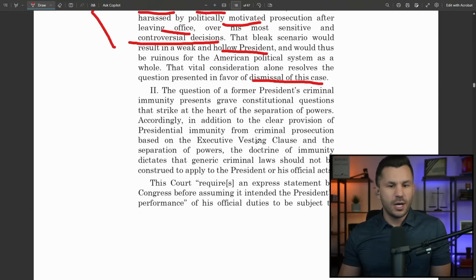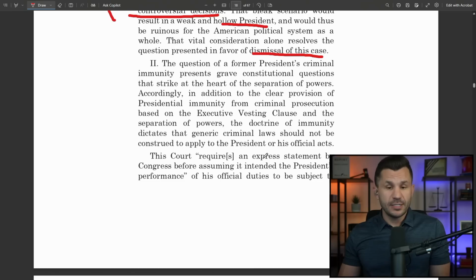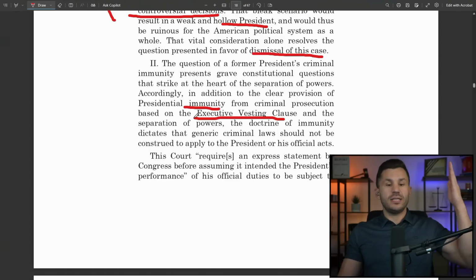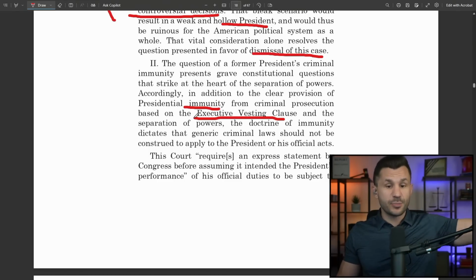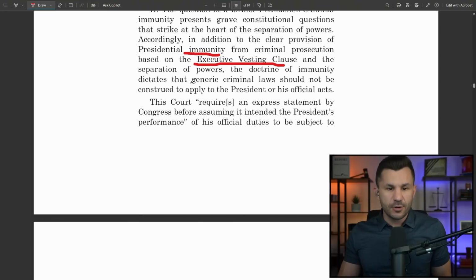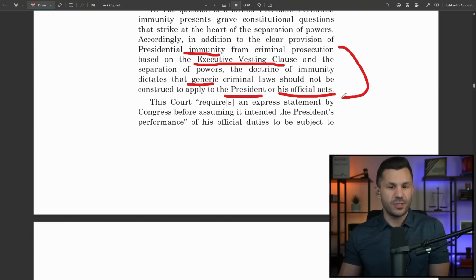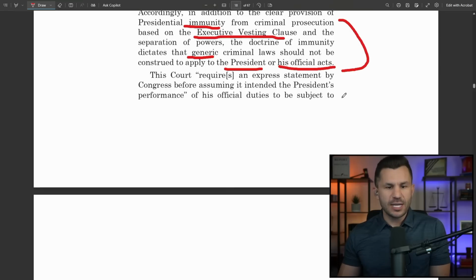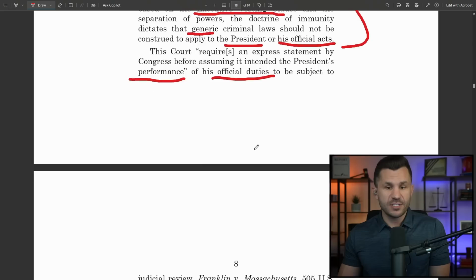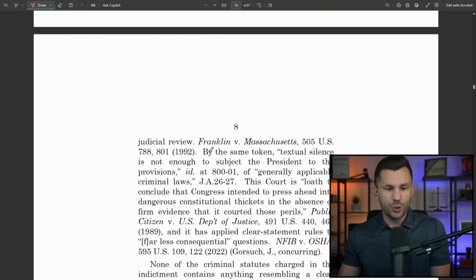Now, the next question of a former president's criminal immunity presents grave constitutional questions. In addition to the clear provision of presidential immunity from criminal prosecution based on the executive vesting clause, the executive branch has the power, and the separation of powers dictates that generic criminal laws should not be construed to apply to the president or his official acts, because the president is the executor of the laws. Now, the court requires an express statement by Congress before assuming it intended the president's performance of his official duties to be subject to judicial review.